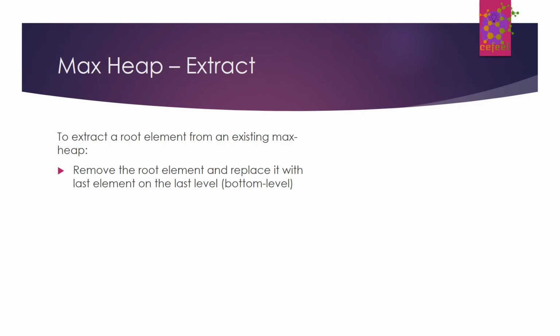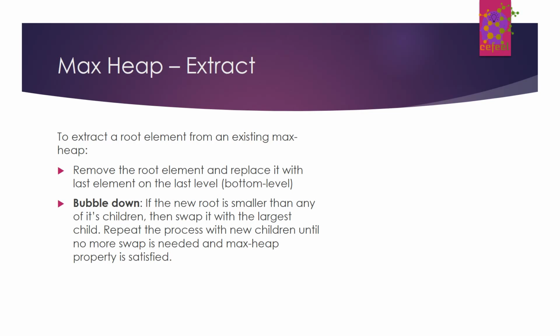So what is the process? We briefly discussed, but here it is again. Remove the root element, which means we remove the root element and replace it with the last element on the last level. So the last-most element that we had in the heap, we just swap it with that, and then once we swap it, because the root element has changed, the root element now needs to be bubbled down, which means the root element might have violated some heap property.